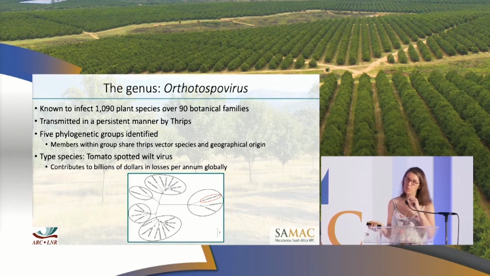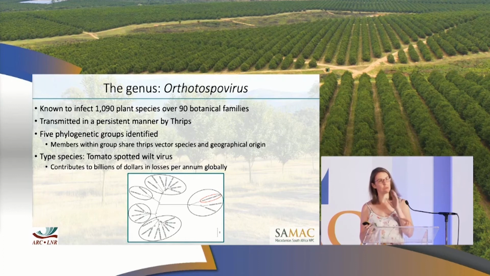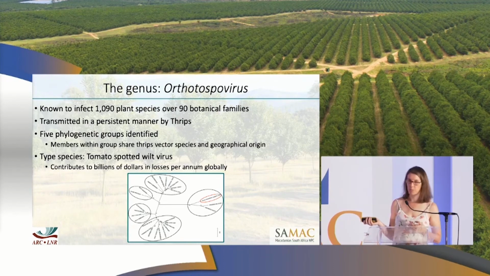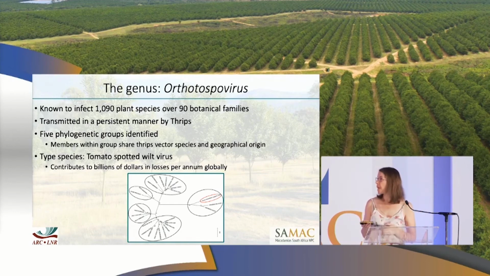So what is actually of more concern? The type species for this group is tomato spotted wilt virus. If you've ever farmed with tomato in your life before, you'll be quite well known with a disease known as Kromnek disease. And Kromnek is associated with tomato spotted wilt virus. And this virus is still considered to be one of the most destructive viruses globally, contributing to billions of losses in income annually. So what are we going to do about it next?